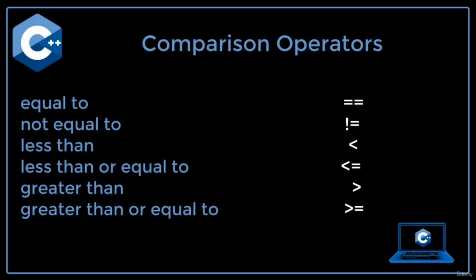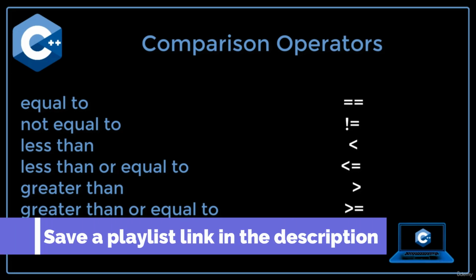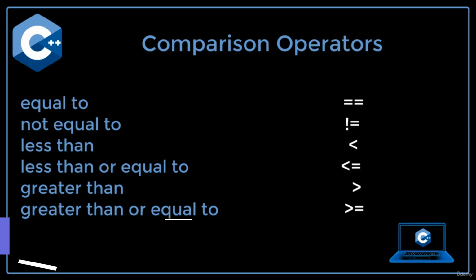Here is a list of the comparison operators supported by C++. Equal to checks if the two values are equal. Not equal to checks if two values are not equal. Less than checks if one value is less than another value. Less than or equal to checks if one value is less than or equal to another value. Greater than checks if one value is greater than another value. Greater than or equal to checks if one value is greater than or equal to another value.